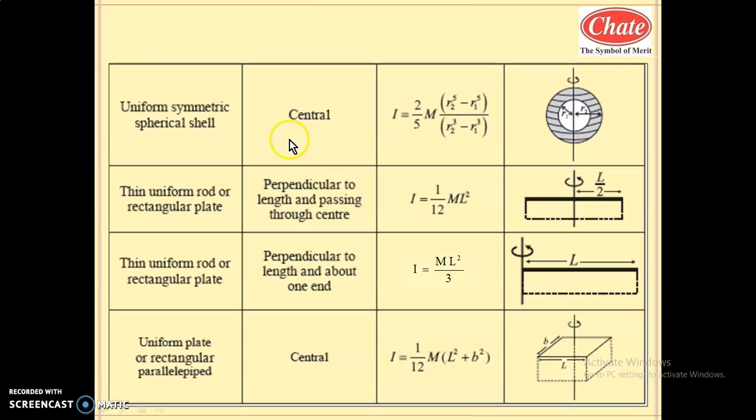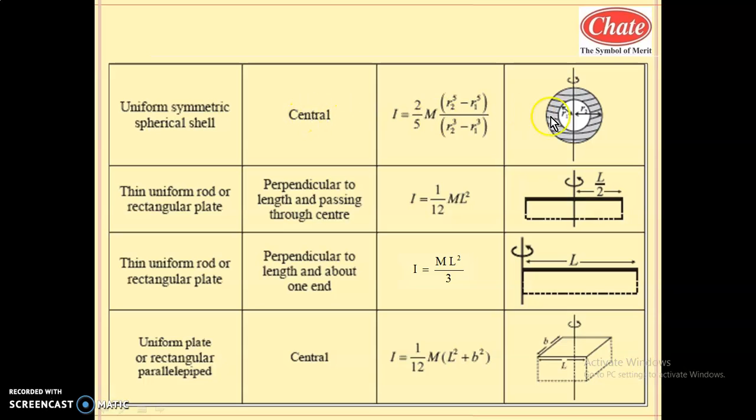Let us see the next few moments of inertia for the regular shapes in rotational dynamics. The next shape is a uniform symmetrical spherical shell. For a uniform symmetric spherical shell, this is similar to the annular disc. So this is a spherical shell having sufficiently large thickness. For this, the inner radius is considered as R1 and the outer radius is considered as R2. So the thickness will be R2 minus R1.